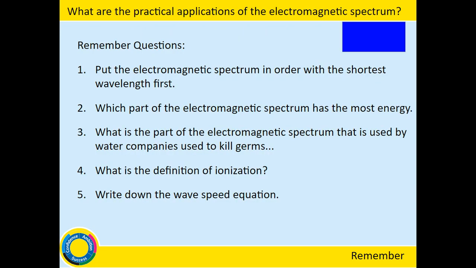Five revision questions. First off, put the electromagnetic spectrum in order with the shortest wavelength first. There are 7 parts of the electromagnetic spectrum, so put them in order. Which part of the electromagnetic spectrum has the most energy? What is the part of the electromagnetic spectrum that water companies use to kill germs? What is the definition of ionization? And what is the speed equation? Pause the video here, answer your 5 questions, and then come back for the answers.